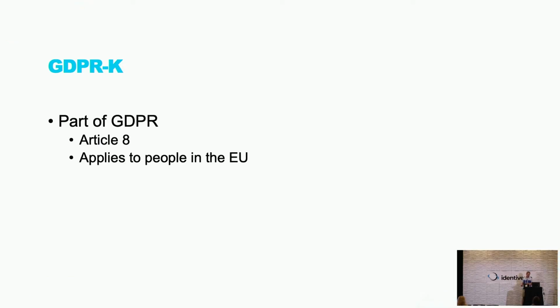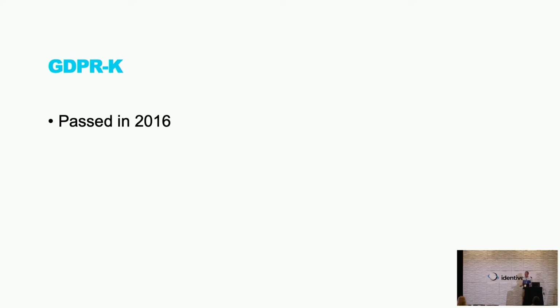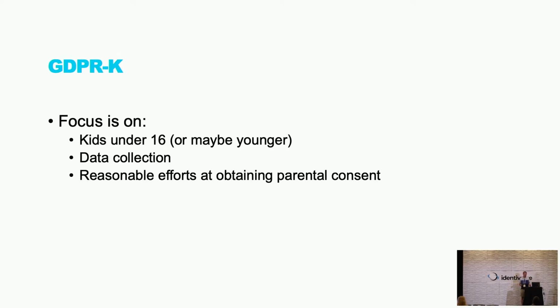So let's talk about Europe. The GDPR-K is kind of the analog of COPPA in Europe, and is part of the General Data Protection Regulation, and it applies to people in the European Union. It was passed in 2016, and the focus is on, again, kids under a certain age. I say 16 or possibly younger because member states actually can dictate what is the age of self-consent. It can be as low as 13, but no lower.